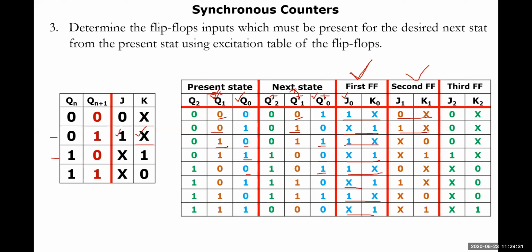Then followed by 1, 1. For the 1, 1 input, J will be don't care and K will be 0. For 1, 0, J will be 1, 0 in the sense this one, this is the case. Don't care and 1. Yes, don't care and 1 here.